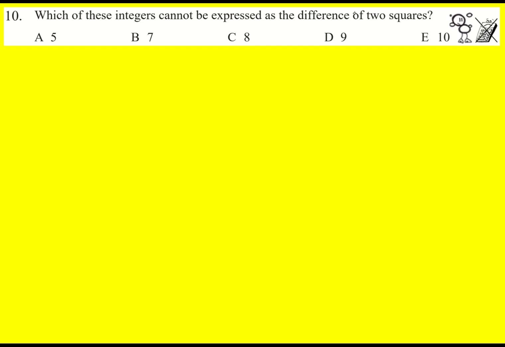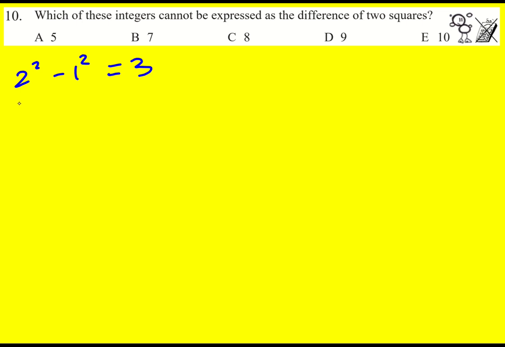Let's try writing out some difference of two squares. So the smallest one that's not going to give a zero answer is going to be 2 squared minus 1 squared. And that is 4 minus 1, it's going to be 3. So we can do that one.